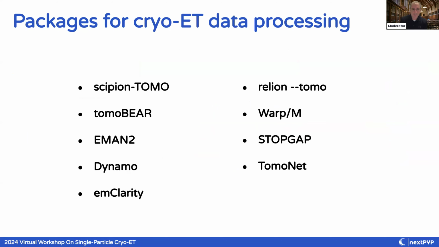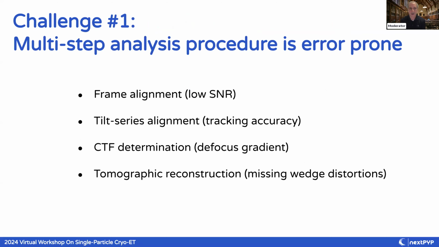So, I guess I'm skipping a slide here. Obviously there are multiple different packages in the field that allow you to go through all these steps in the Cryo-ET data processing pipeline. I'm listing some of them here. There's Scipion Tomo, TomoBEAR, EMAN2, Dynamo, EM Clarity, Relion, Warp-M, STOPGAP, TomoNet, and the list is probably bigger than these. But obviously there's a big effort from the community as a whole on trying to address this problem. What is common to all of these packages and also to nextPYP is that there are essentially three major challenges that these programs have to solve or deal with.